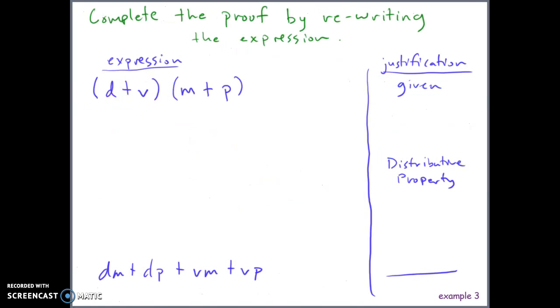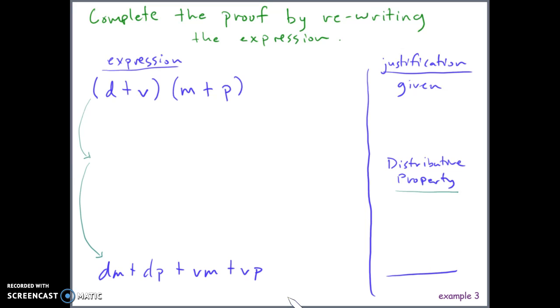So here we have complete the proof by rewriting the expression, and we're given this expression right here. We've got two binomials that are being multiplied, and our first step is going to be distribute. And what we have to do is distribute in the way that's going to set us up to get this final expression. So from here to here, and then from here to here, we have to get this final expression without having to do more than two steps.